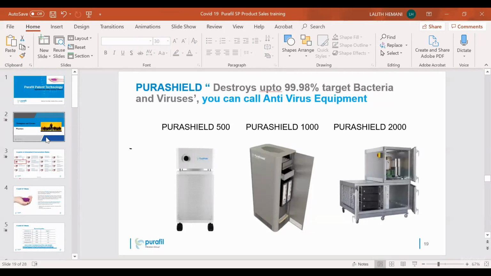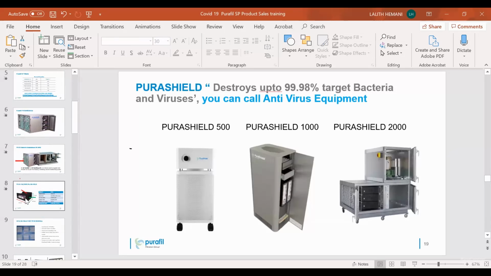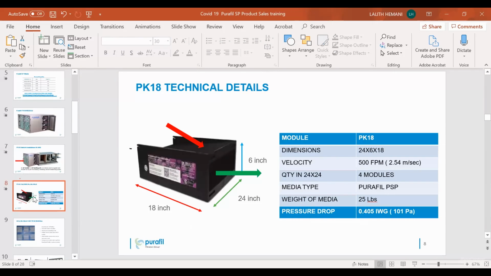I will show you. There is a sampling hole also in that. Just give me a minute. I will show you from where you can draw the sample.